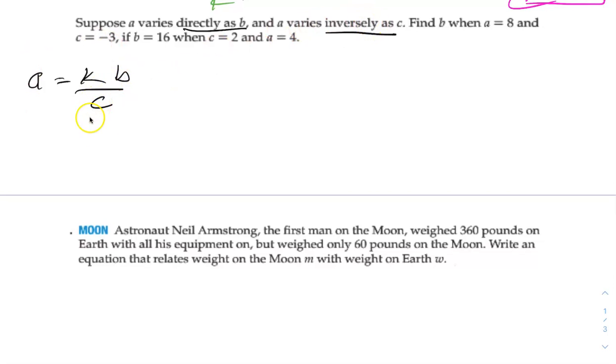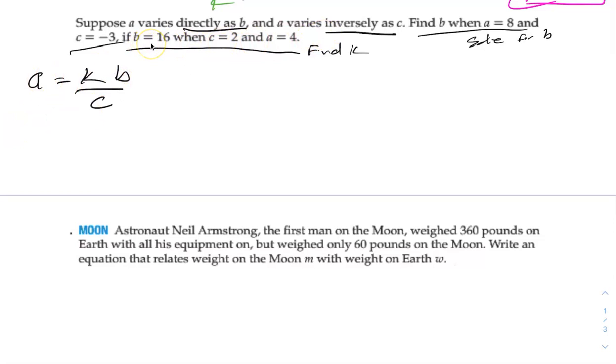So A varies directly as B, but also inversely as C. So that's my equation. Find B when A equals 8 and C equals negative 3, if B equals 16 when C is 2 and A is 4. So right, we have to use one of these to find our k, and that's going to be the "if". It gives us all the information we need to find k. And then the part they want us to find is the last part, where we solve for B. So let's find our k first. So plug all this in.